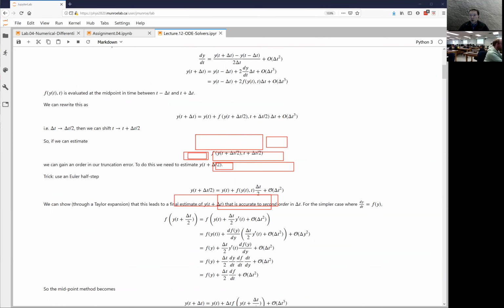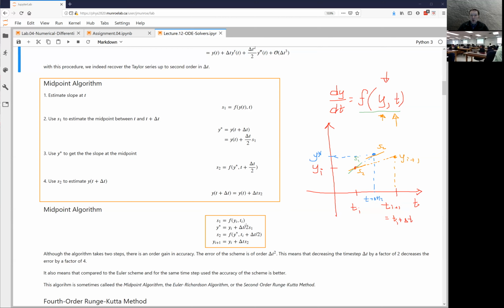You can write it out in a fairly detailed way, like I've done right here. You could write it in a more compact way, like that, exactly the same algorithm, and it's showing you what to do. This algorithm does take 2 steps. You've got to evaluate the function twice, but there's a gain in the order of accuracy. So even though you're doubling the number of computations, the scheme is order delta t squared. We've seen this scheme before.